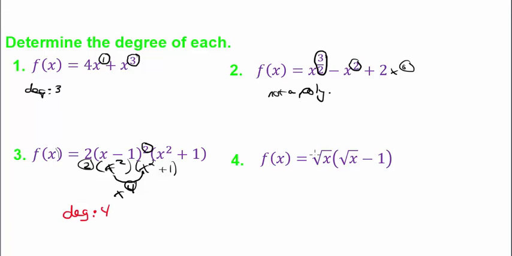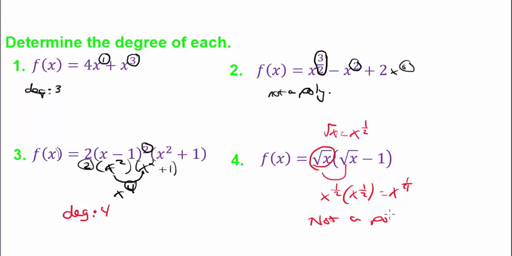All right, with the last one, what you notice here is that we have a square root. Well, the square root of x is really equal to x to the 1/2. So when you multiply these two, you get x to the 1/2 times x to the 1/2, which equals x to the 1/4. So again, just like in number 2, this is a rational exponent, so this is not a polynomial, which means it technically doesn't have a degree.